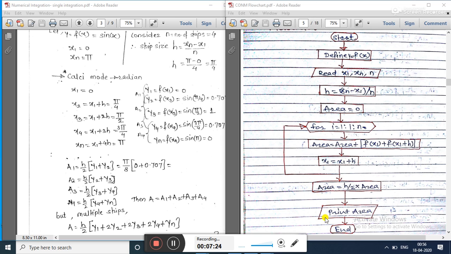Print this area. So it will be in a parallelogram. Print area value and end the program, end the flowchart. Thank you. This is about the trapezoidal rule.